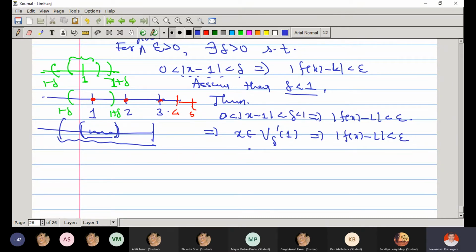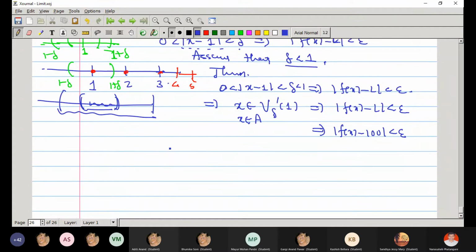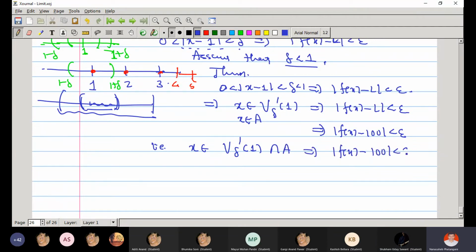So if I choose delta less than 1 and if I choose x in the delta neighborhood of 1, then |f(x) minus L| is less than epsilon. Can I say that |f(x) minus 100| is less than epsilon if x is in this neighborhood of 1? Can I say this? No, sir, because x does not belong to both. If x belongs to V delta dash 1 intersection A, then |f(x) minus 100| is less than epsilon. Is this statement true or false?